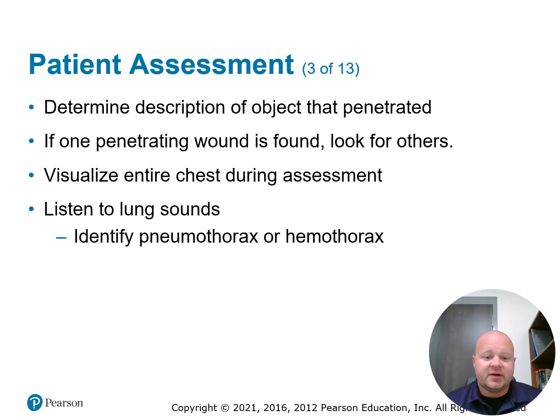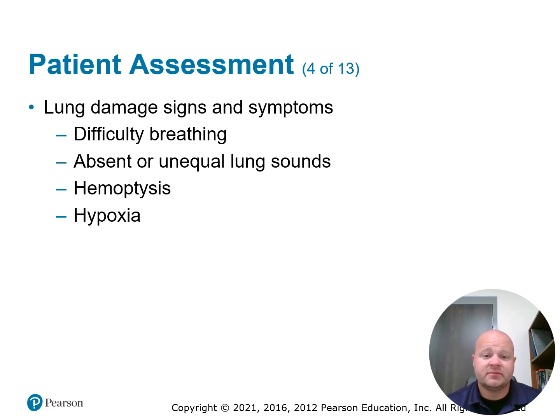Listen to lung sounds. If there are no lung sounds or very diminished lung sounds on one side where it's clear in the other, that could identify a pneumothorax or hemothorax. So air in the chest cavity or blood in the chest cavity that's causing issues with that lung. Lung damage signs and symptoms: difficulty breathing. Talked about absent or unequal lung sounds. Hemoptysis, which is just they're coughing up blood, and hypoxia.